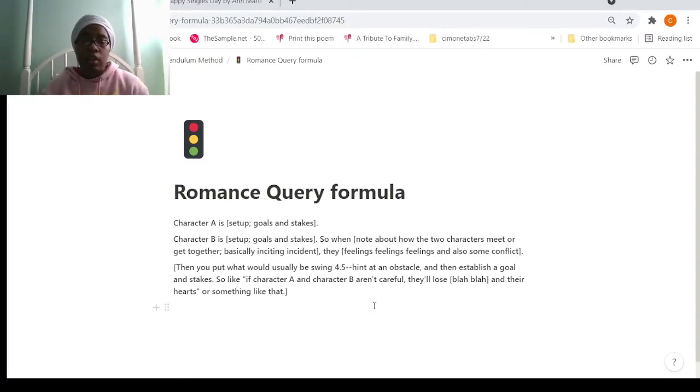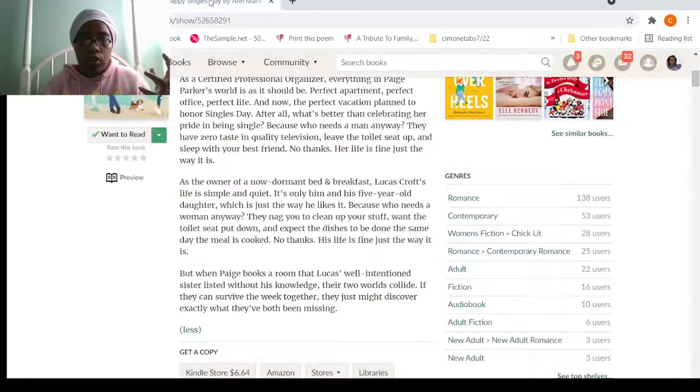And usually in this, the relationship itself is like a part of the stakes, right? So they must choose between like being together or blah blah blah blah blah. That's what's at stake in a romance, because that's how romance novels are, right?